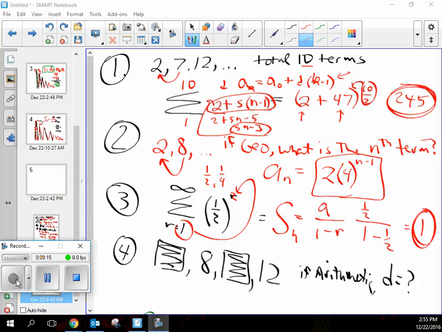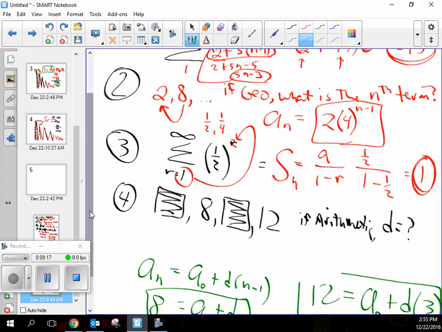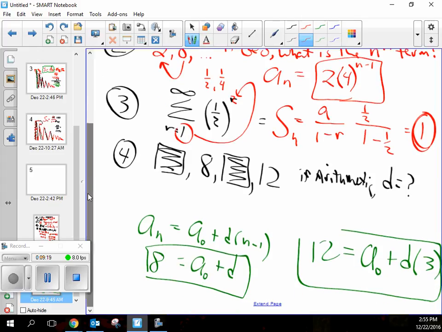Okay. And then lastly, number 4, the hardest one, no doubt. There's 2 equations set up here. One of them is this formula with an 8 stuck in as the second term is 8. And then we put a 2 in because it's the second term. And 2 minus 1 is 1, and d times 1 is the same as d. And that's how we get this equation. 8 equals a sub 0. For those classes that don't use a sub 0, it'd just be a plus d.